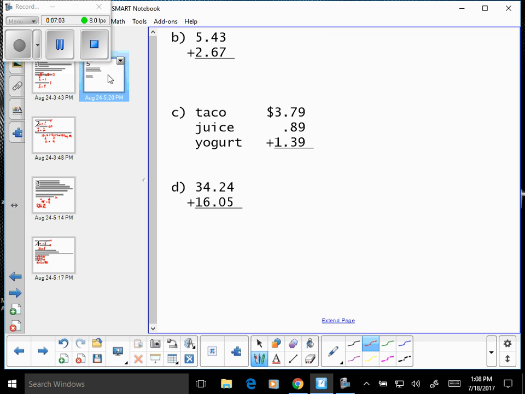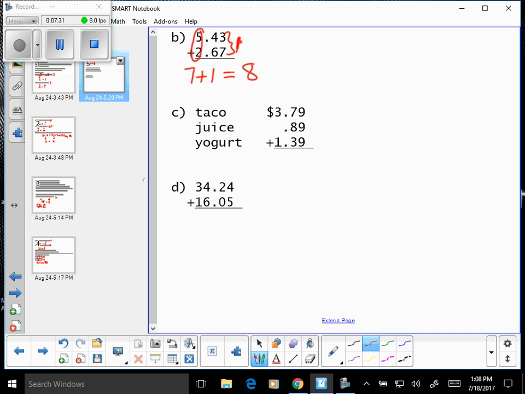Let's look at example B. Again, I front end, I add my 5 and my 2, and I get 7. I'm going to adjust by looking at my 43 and 67. Well, 43 and 67 are really close to 40 and 60, which together means that these two make 1. So my estimate here is going to be 8.